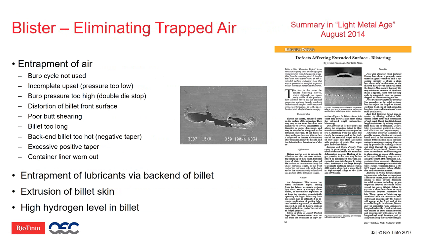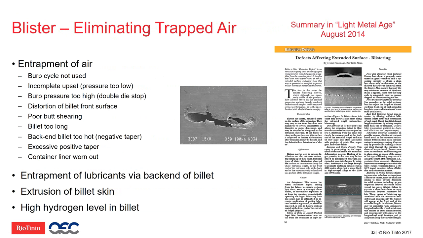All this will end up being pushed first, so blisters will show up on the beginning or the front end of the extrusion. And also, as we discussed, it's also the case of a negative taper when the front of the billet is colder than the back. Those are typical root causes, let's say, of blisters on the front.